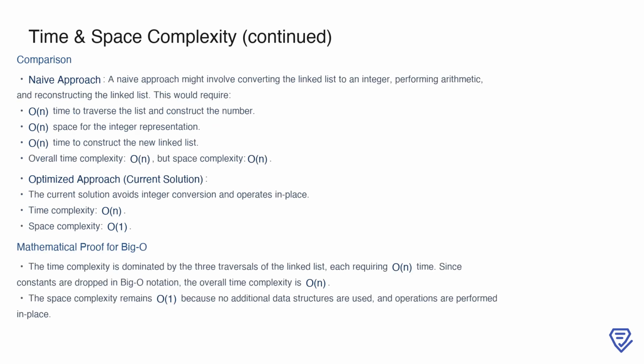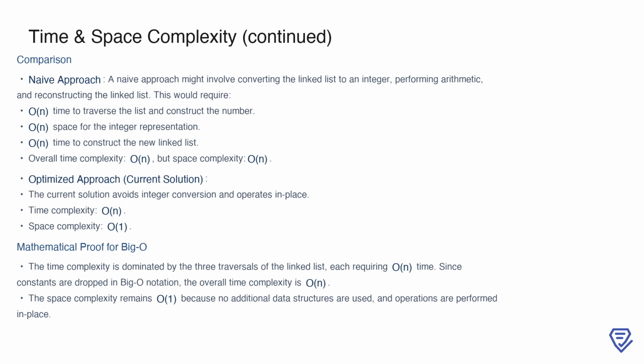Finally, let's compare our optimized approach to a naive solution. A naive approach might convert the linked list to an integer, perform arithmetic, and then reconstruct the list. While this approach has a time complexity of O(n), it also requires O(n) space to store the integer representation. On the other hand, our optimized solution avoids this conversion and operates entirely in place. It achieves the same time complexity of O(n), but reduces space complexity to O(1).